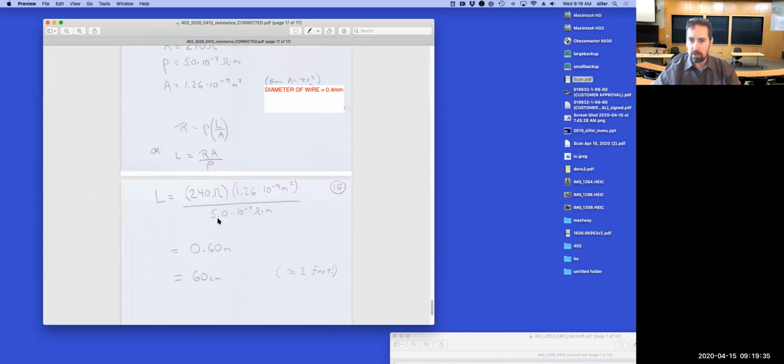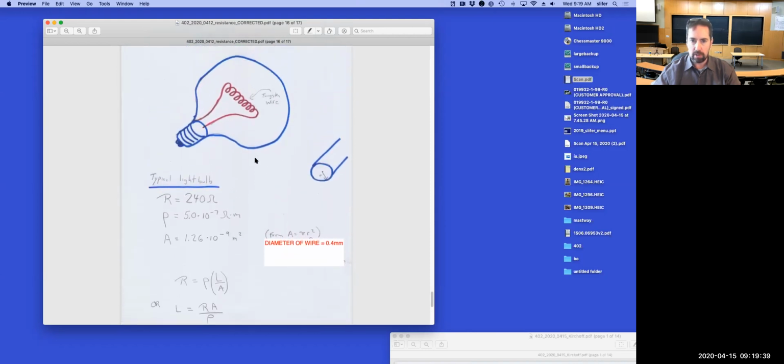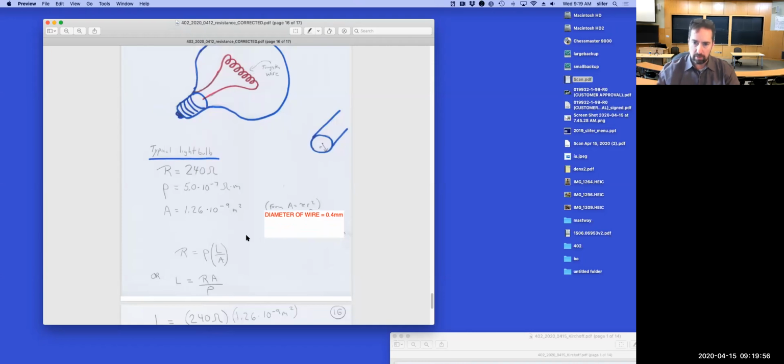If you were ahead of me in the notes and you saw a previous version of this problem, I again had a little typographical error in my notes where I was saying the radius was 0.4 millimeters, and if you tried to calculate that area yourself, you would have gotten the wrong number. The 0.4 millimeters is the diameter, so just be aware of that if you had gotten ahead of me and were looking at these notes before today.